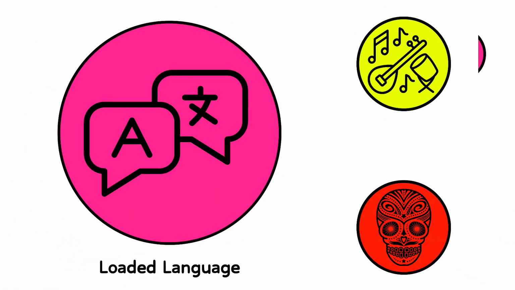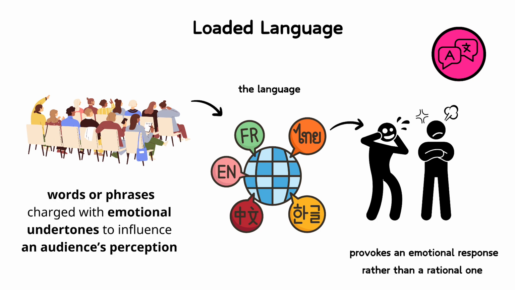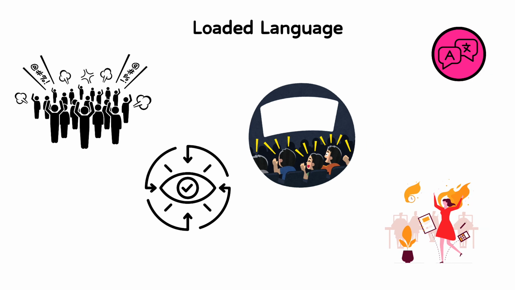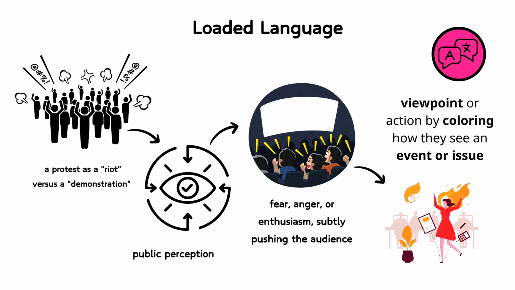Loaded language. Loaded language uses specific words or phrases charged with emotional undertones to influence an audience's perception. This technique is about framing the language in such a way that it provokes an emotional response rather than a rational one. For example, describing a protest as a riot versus a demonstration can significantly affect public perception. Words with strong connotations can trigger fear, anger, or enthusiasm, subtly pushing the audience towards a particular viewpoint or action by coloring how they see an event or issue.